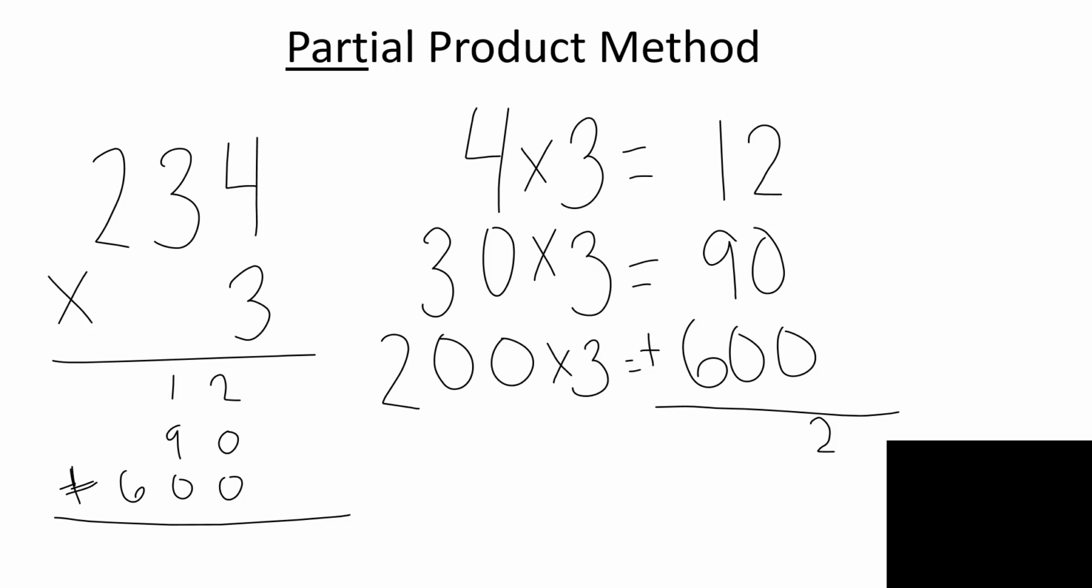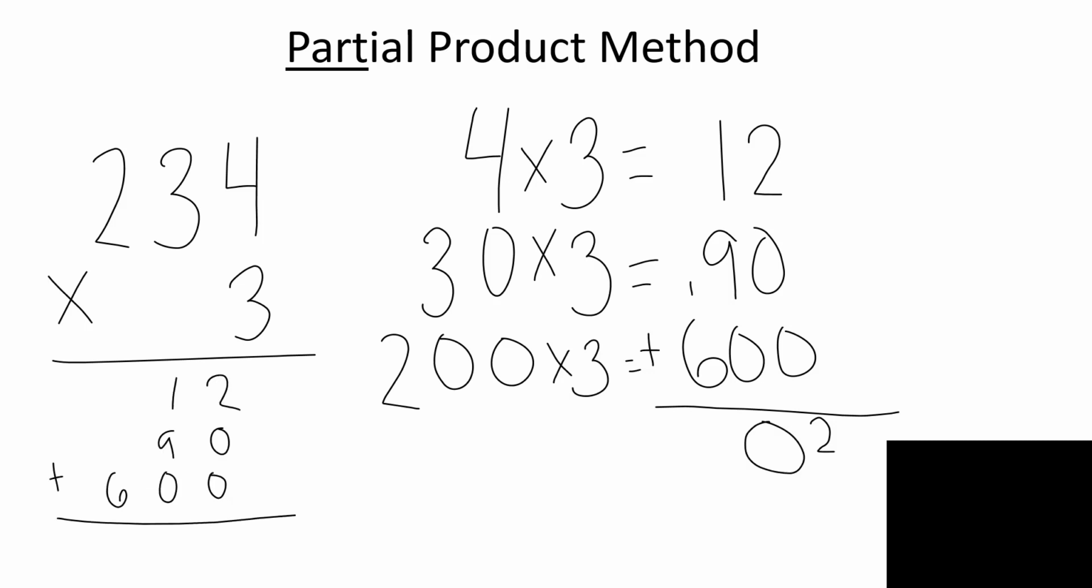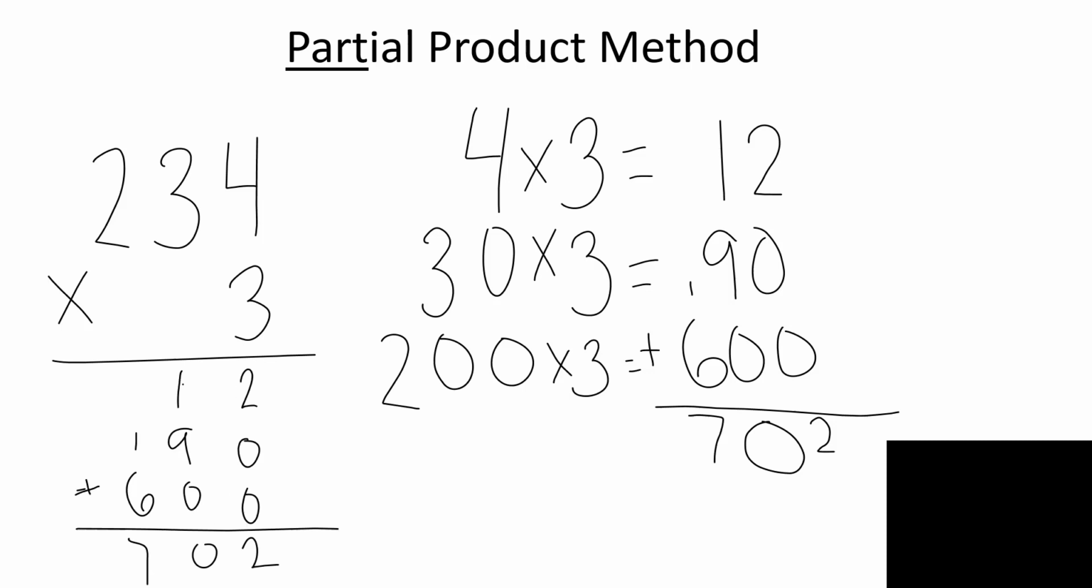2 ones, 0 tens, and 700s, which gives us the same exact answer, 702. So no matter which way I choose, I still get the same answer.